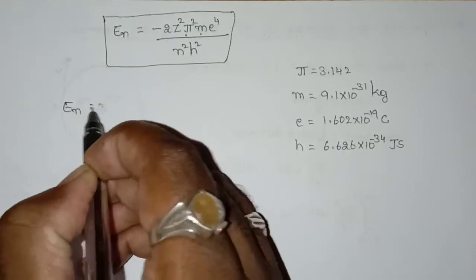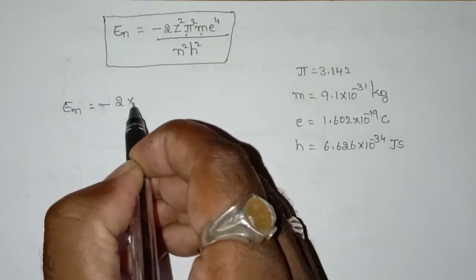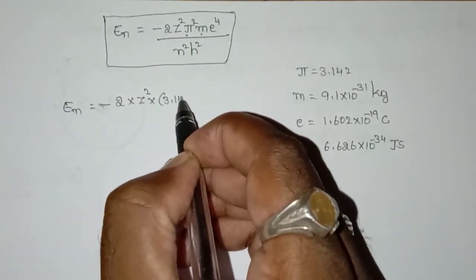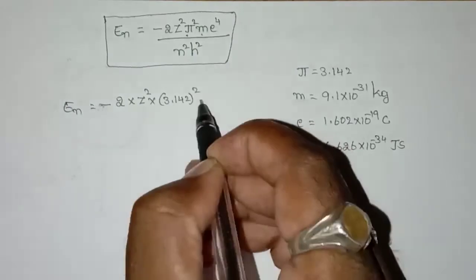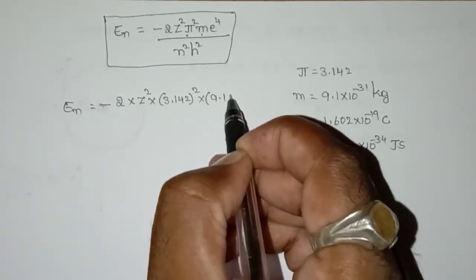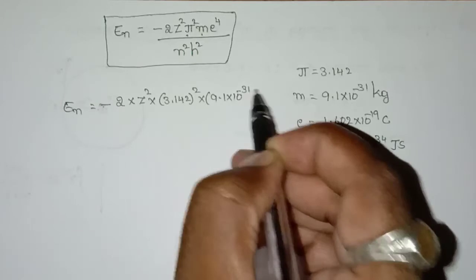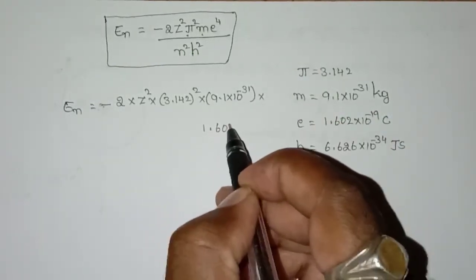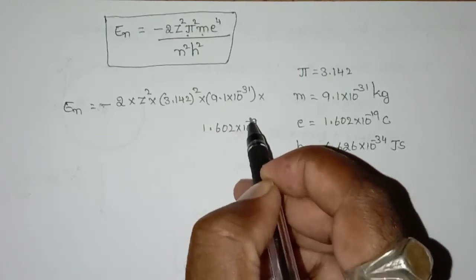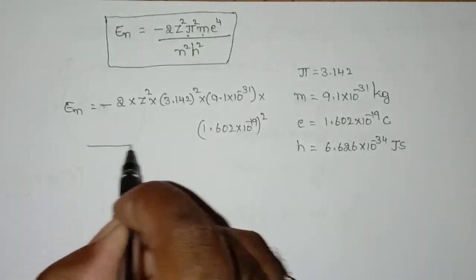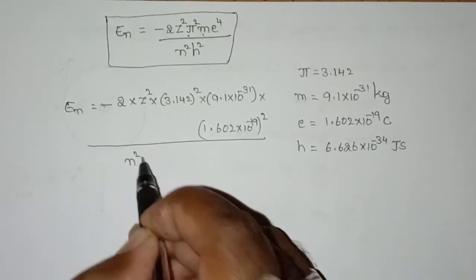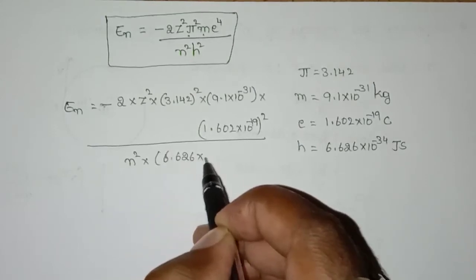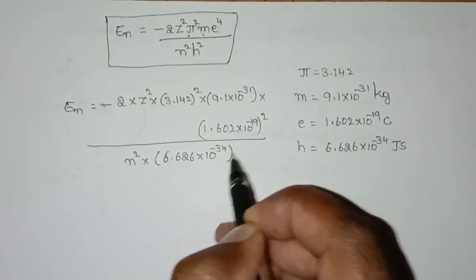If you substitute all the values in this particular expression, that is En is equal to minus 2 into Z² will remain, and the value of π is 3.142 whole square, into 9.1 × 10⁻³¹, into 1.602 × 10⁻¹⁹ whole square, that whole divided by n² into 6.626 × 10⁻³⁴ whole square, right?